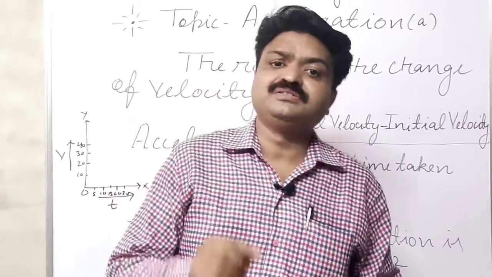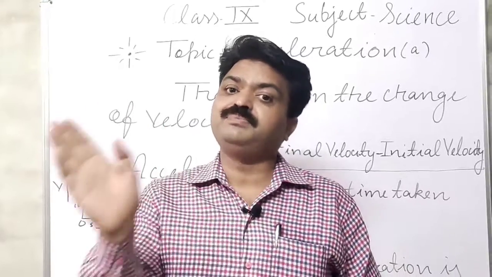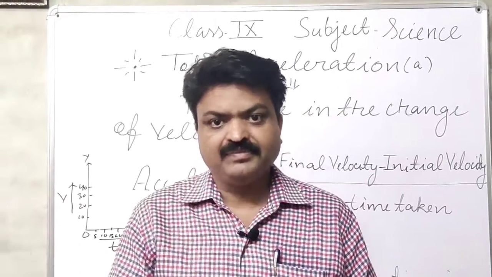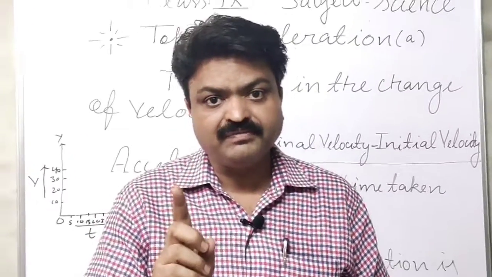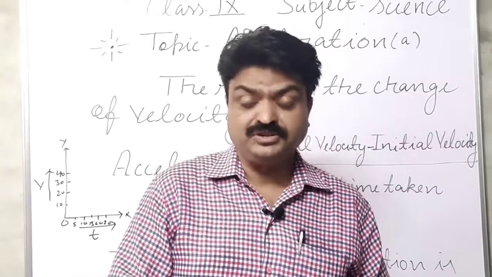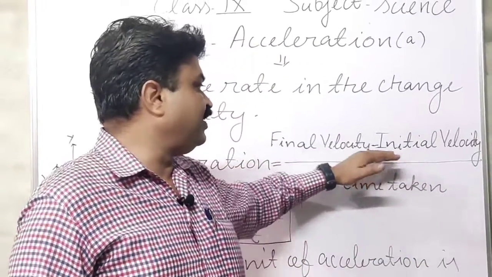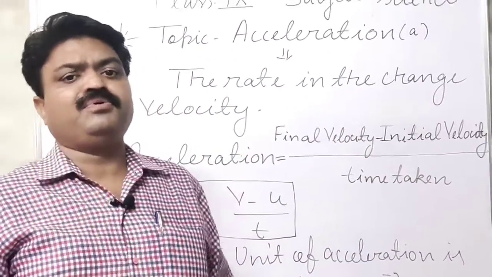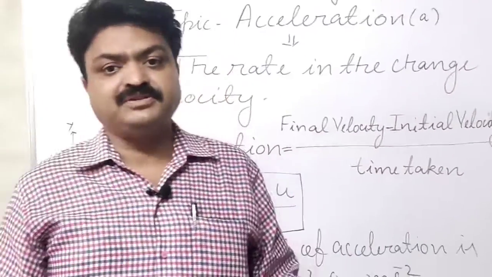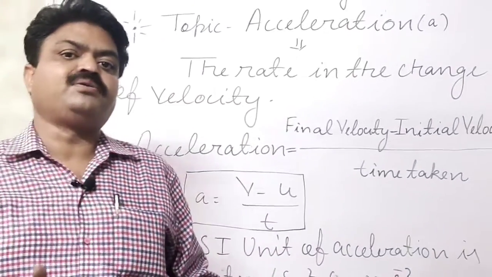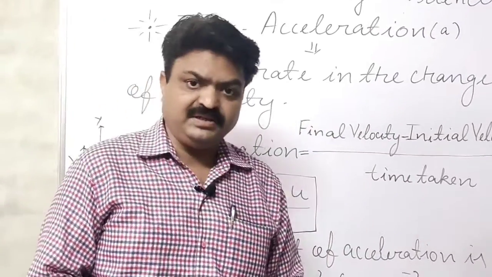Initial velocity is the velocity at which an object starts its motion with respect to the observer, and final velocity is the velocity at which the object is observed at the final position or at the end of the motion. So there are two types of velocity, student. Initial, at which the object starts its motion, and final, at which the object ends its motion with respect to the observer.